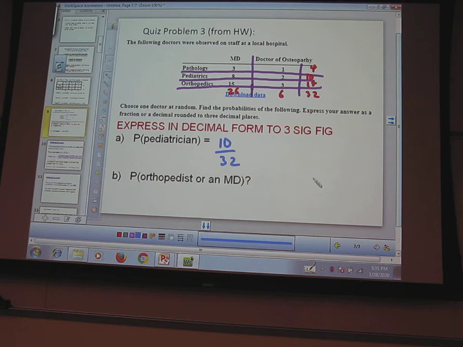Why don't you guys take 30 seconds with your neighbors and get the other one, orthopedist or MD. And check with your neighbors, because I'm going to randomly call on somebody in about 15 seconds.